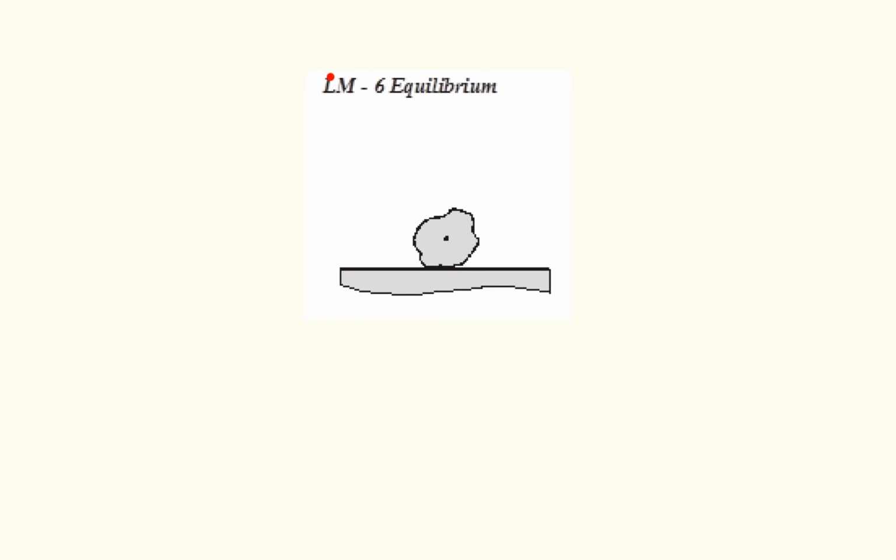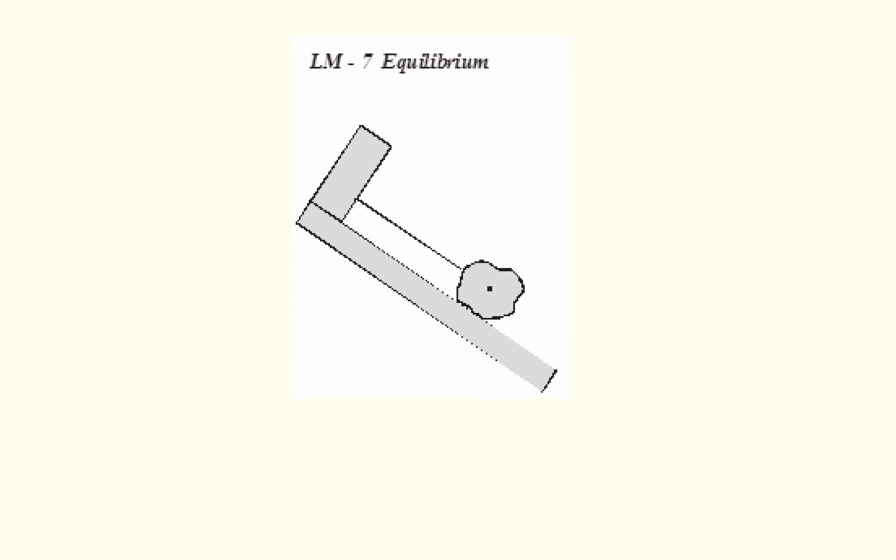LM6. We have a rock that's on top of a surface. So let's start out with gravitational. And because it's on a flat surface, it makes it really easy. You just draw a line going straight up because that happens to be perpendicular to our surface. And they're equal and opposite. It's in equilibrium. Done.